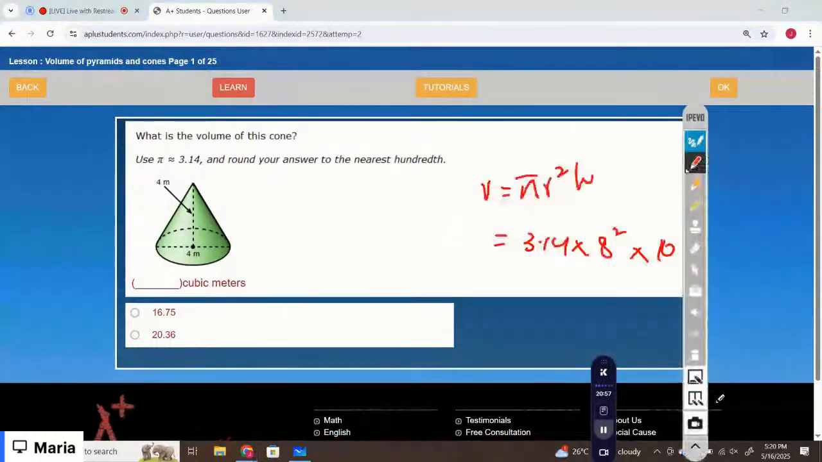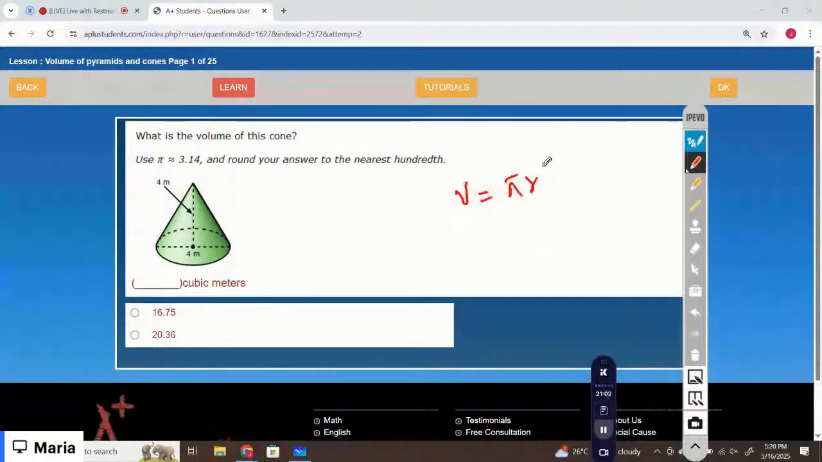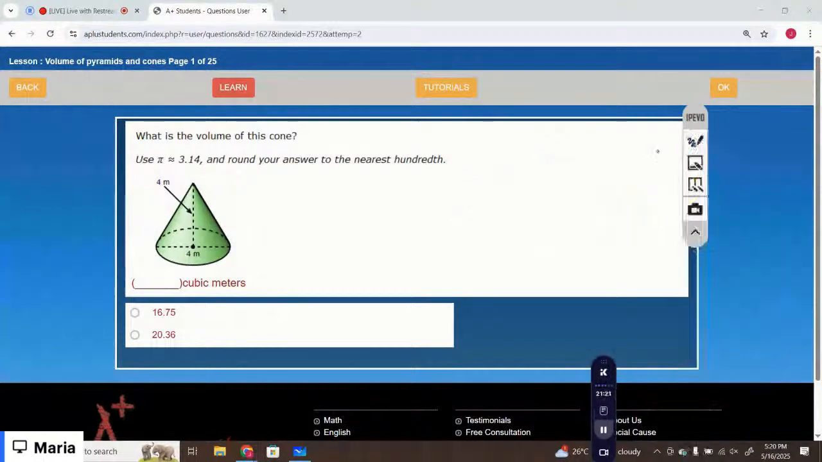The volume of the cone is V equals pi r square h. So that is 3.14 times 2 square, because the diameter is 4, the radius would be 2. So 4 times 4 is 16. So that is the volume.